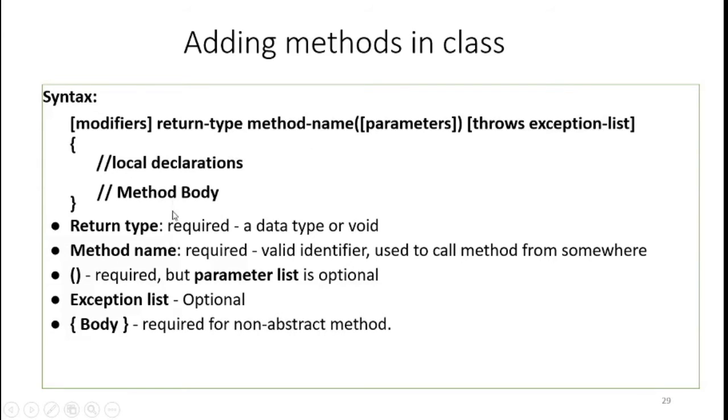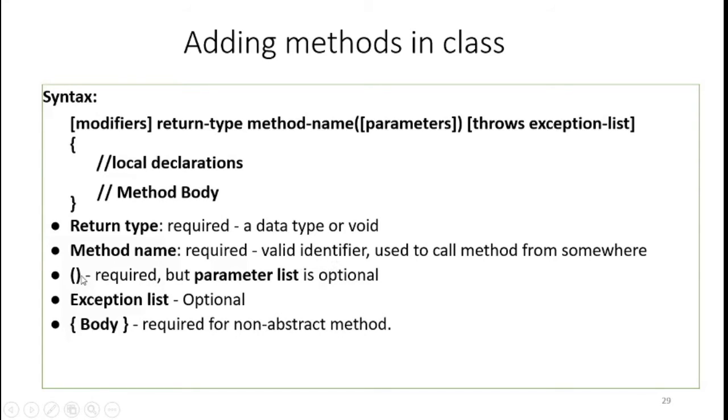So what are the compulsory things? You have to mention the return type or void keyword, then the name of the method. These are the compulsory things. You need the opening and closing rounded brackets. Then the body of the method. In the body of the method, you can write the statements. Before that, you can give the declaration of the variables. So the return type is compulsory required. It is any data type or void keyword. Method name is a valid identifier. You should not use keywords as a method name. You should use a valid name for the method.